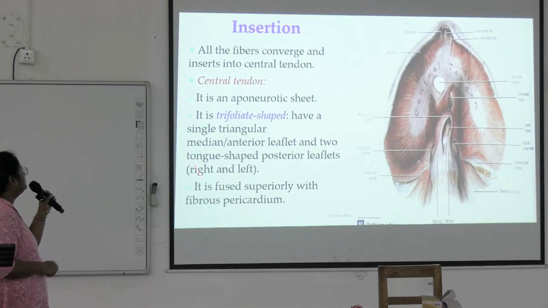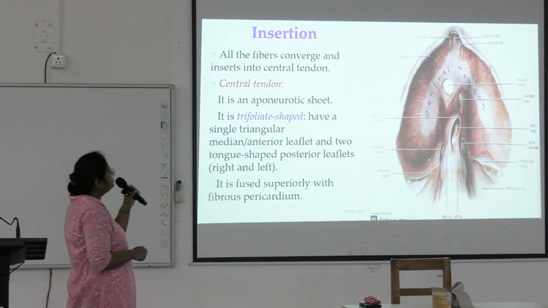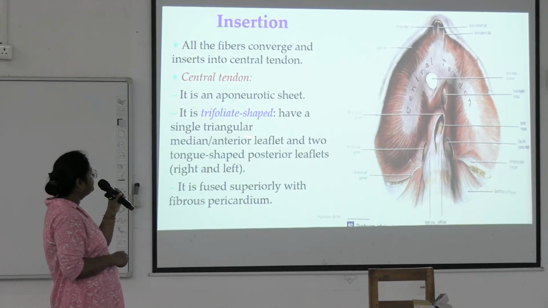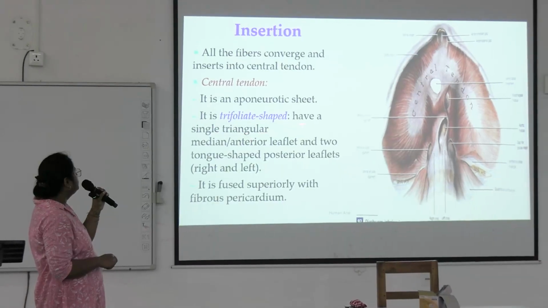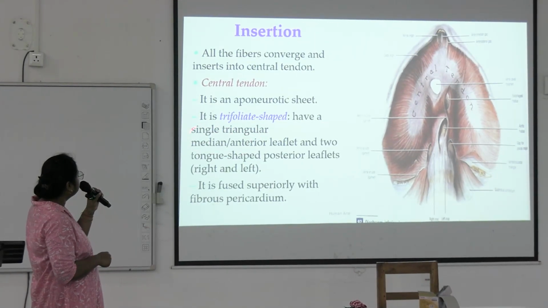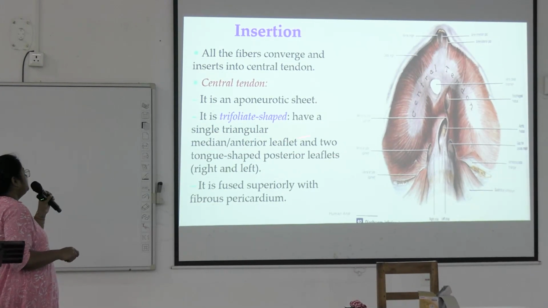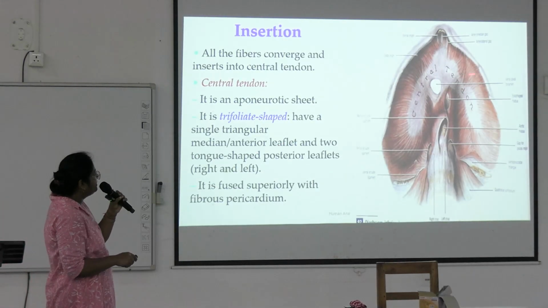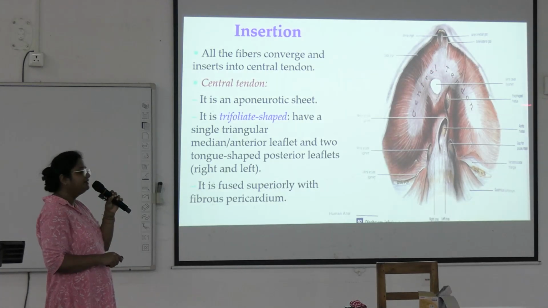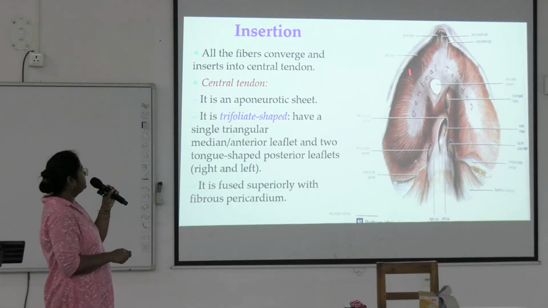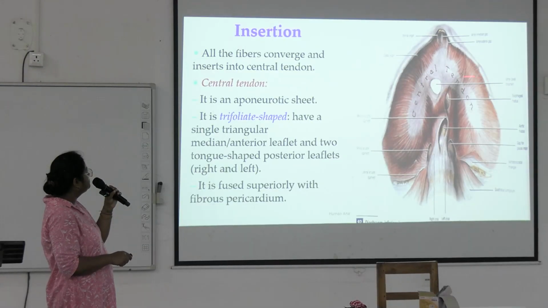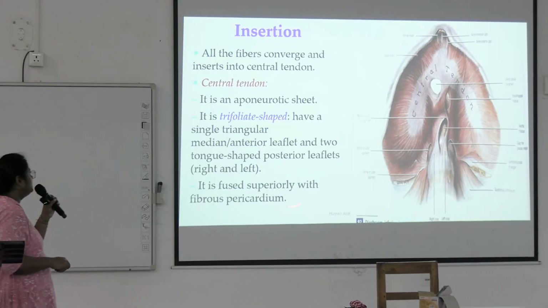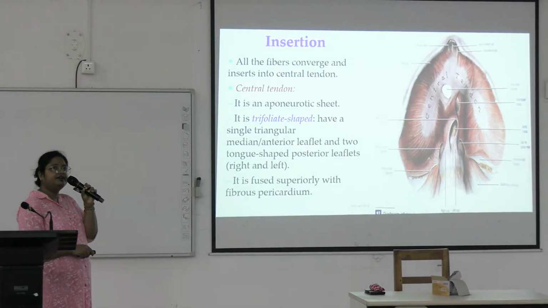What is the central tendon? The central tendon is an aponeurotic sheet and it is trifoliate shaped. It has a single triangular median or anterior leaflet and two tongue-shaped posterior leaflets, right and left. Okay, so it is a trifoliate-shaped central tendon: one anterior leaflet, and on the two sides two tongue-shaped posterior leaflets, right and left. It is fused superiorly with the fibrous pericardium.